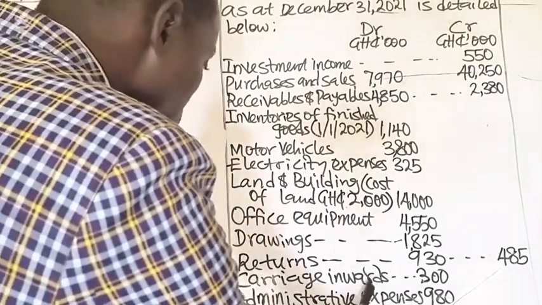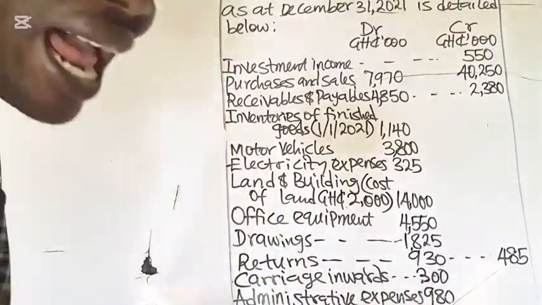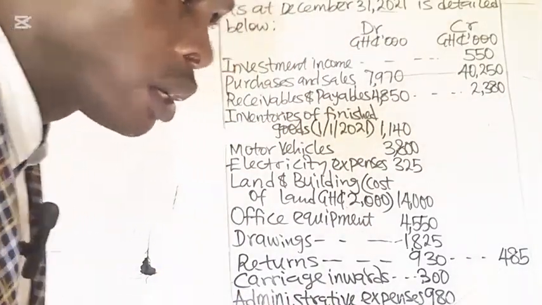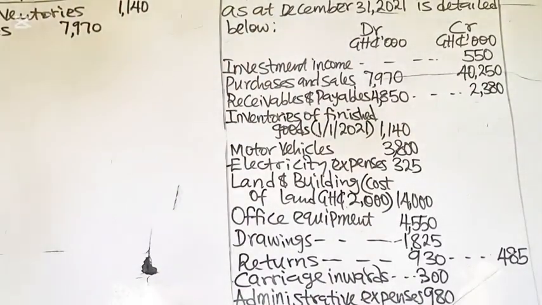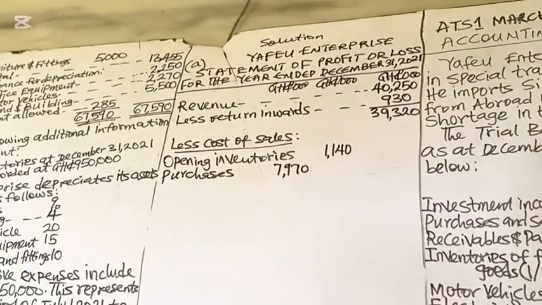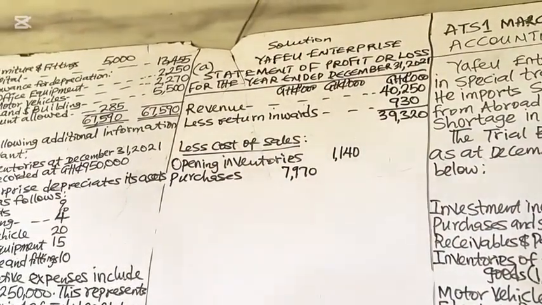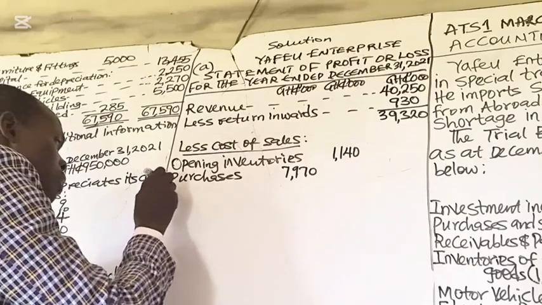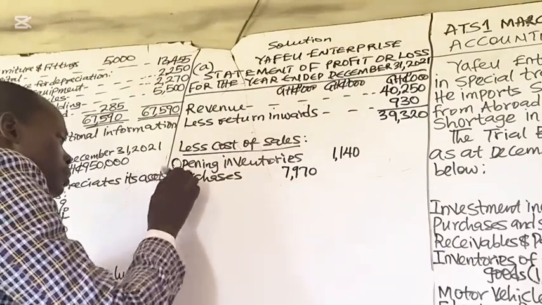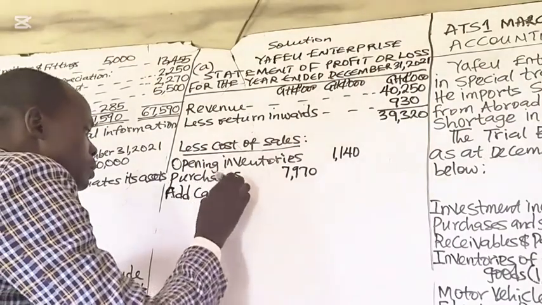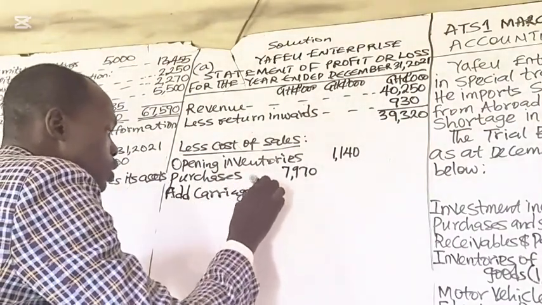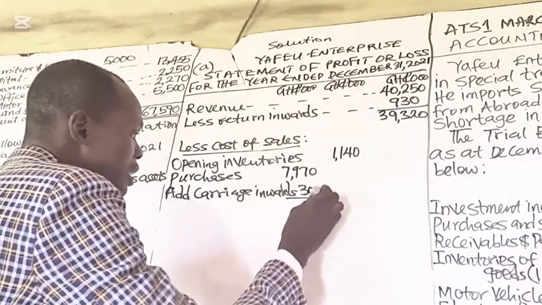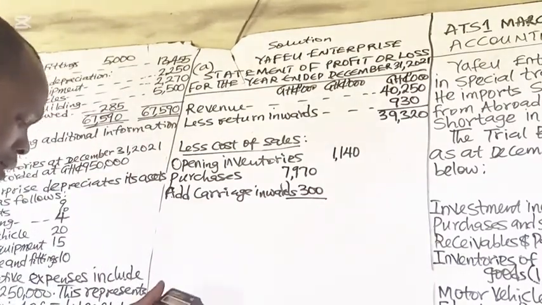You have carriage inwards of 300. Another word for carriage inwards is carriage on purchase. The cost incurred in transporting the goods bought from the place of purchase to the firm warehouse. So the carriage inwards will therefore form part of the purchase price of the item. So we add carriage inwards. Our carriage inwards amounted to 300,000 Ghana cedis.